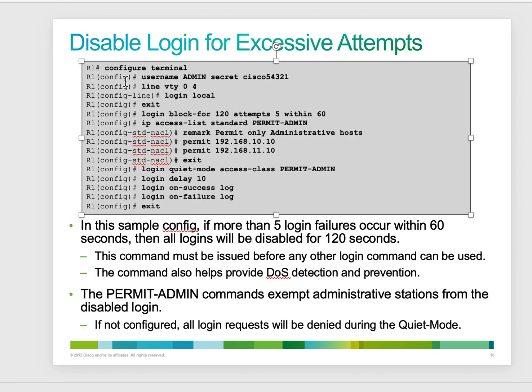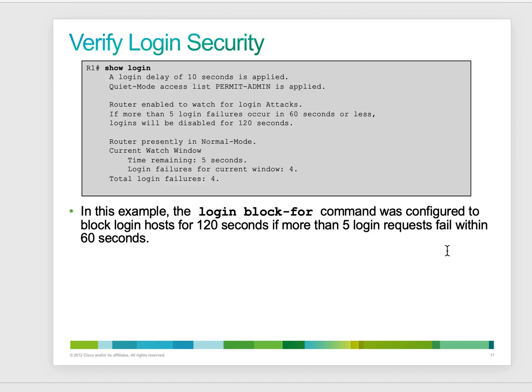So these are the commands we type in the command line interface in the router configuration stage, so that when someone is accessing the network, we can block the person if they have exceeded 5 attempts in the last 60 seconds.